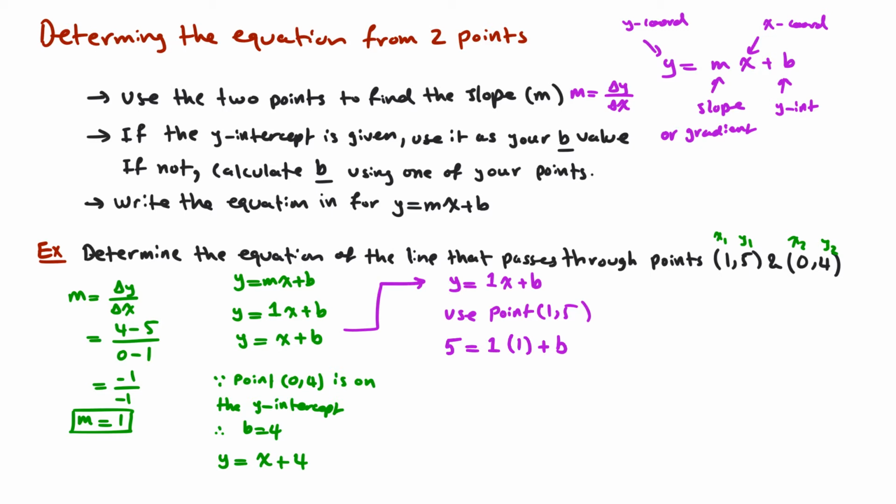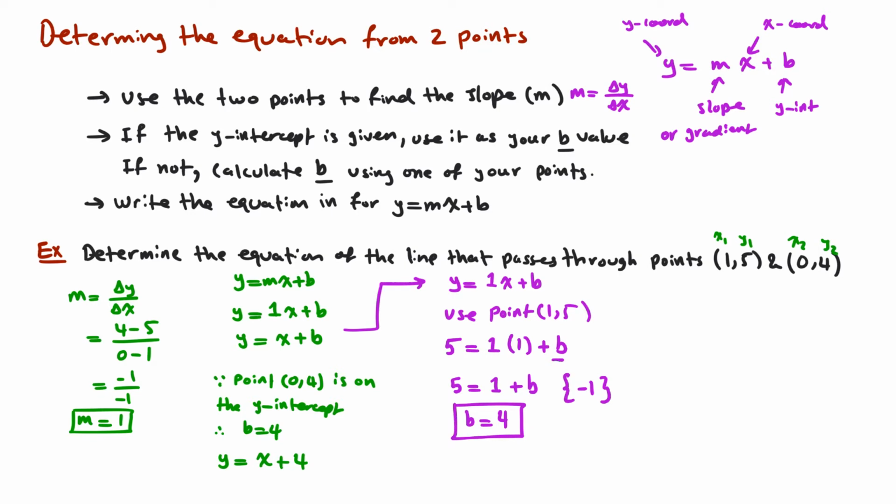Now, once I have it in this form, I have one unknown and I have one equation. So I can actually solve for my b value. Just going to remove this one. It kind of looks like an equal sign. So to solve for b, I will simplify this first. 5 is equal to 1 times 1, which is just 1, plus b. And to isolate b, I have to subtract 1 from both sides. So I get b is equal to 5 minus 1, or just 4.